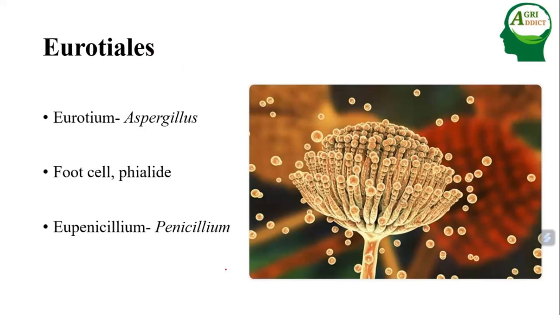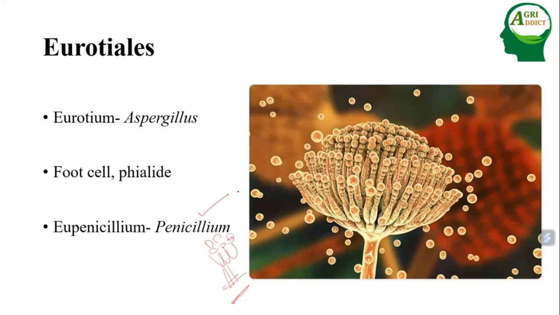So here, coming to its structure, it will be having one foot cell. This will be the foot cell on which we can find the conidiophore. Then there will be supporting cells like this. So these supporting cells will lead to the phialide. This phialide will produce the conidia. Foot cell and phialide will be absent in case of Penicillium.